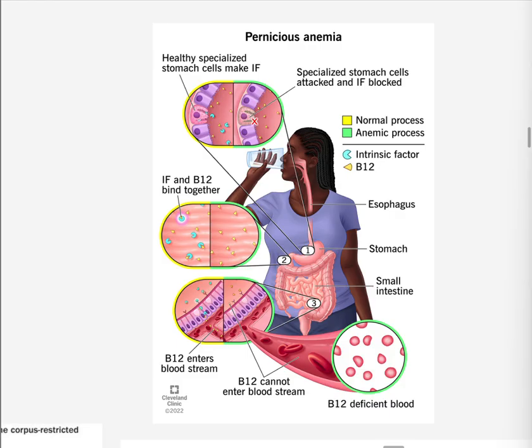You have really large RBCs and you have hypersegmented neutrophils because vitamin B12 is needed for DNA synthesis, red blood cell maturation, and myelin formation. Since you don't have myelin formation here, you have peripheral neuropathy, loss of vibration sensation, and subacute combined degeneration of the spinal cord. Remember that folate deficiency does not cause neurological symptoms, only the B12 deficiency causes it.